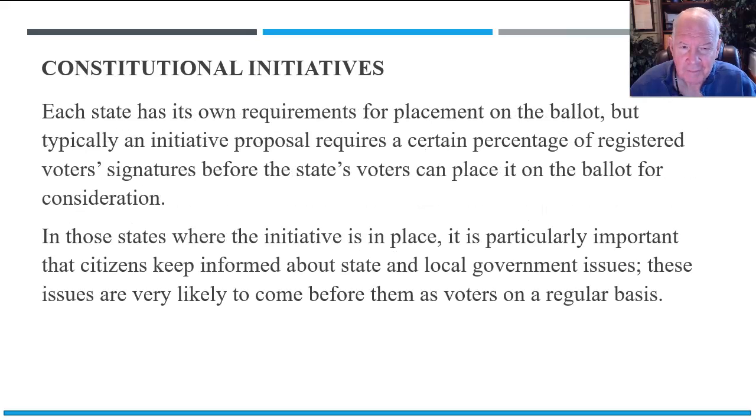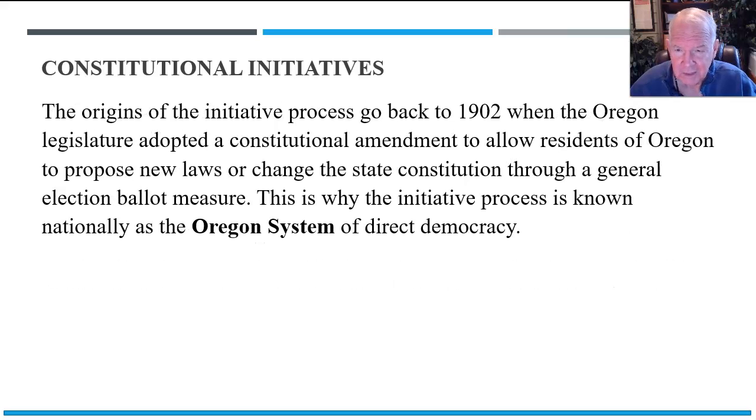Each state has its own requirements for placement on the ballot, but typically, an initiative proposal requires a certain percentage of registered voter signatures before the state's voters can place it on the ballot for consideration. In those states where the initiative is in place, it is particularly important that citizens keep informed about state and local government issues. These issues are very likely to come before them as voters on a regular basis. The origins of the initiative process go back to 1902, when the Oregon legislature adopted a constitutional amendment to allow residents of Oregon to propose new laws or change the state constitution through a general election ballot measure. This is why the initiative process is known nationally as the Oregon system of direct democracy.